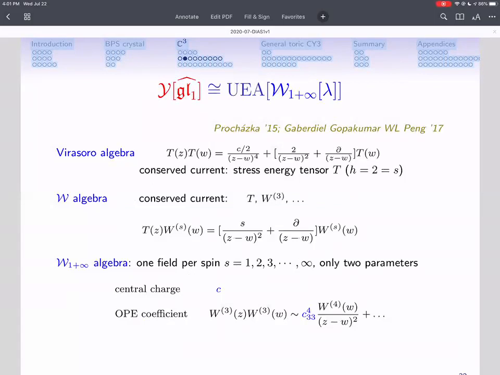The spectrum is that we have one primary field per spin, starting from spin 1 all the way to infinity. Once you fix this spectrum, the structure of this algebra is very tight. The OPE is completely fixed, and there are only two parameters. One is the central charge, and one is the lowest coefficient from spin 3 fusing into spin 4.